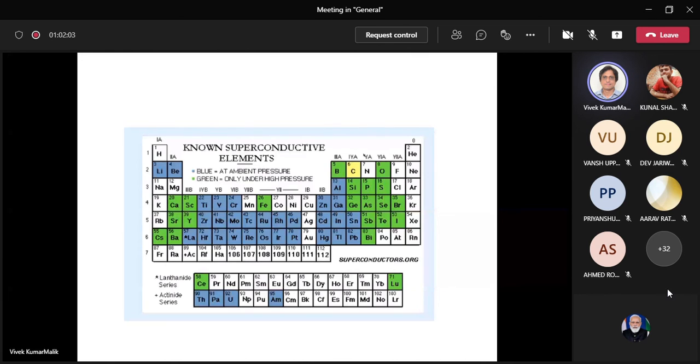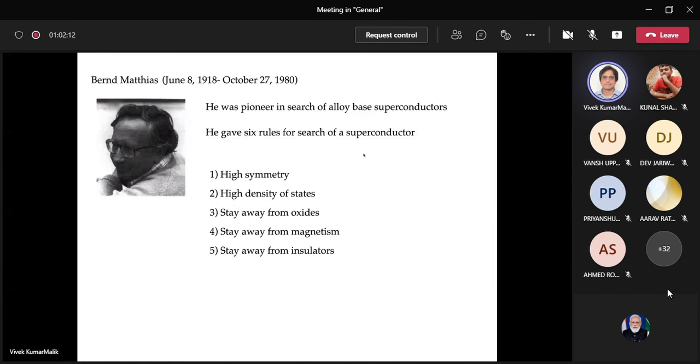So because their interaction is very weak, and there are different reasons for that. But other blue elements are superconducting. And Ben Mathias was a famous scientist who discovered a lot of these alloy superconductors. He was a pioneer in the search of alloy-based superconductors, which are still used. So he gave the 6 rules. I have stated 5. I will put the 6th one also here.